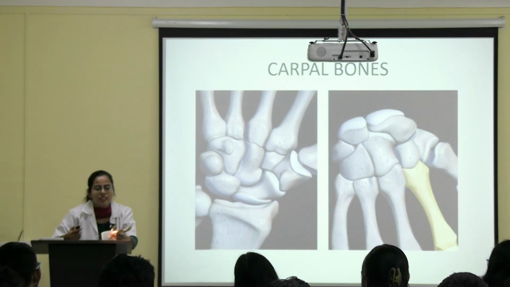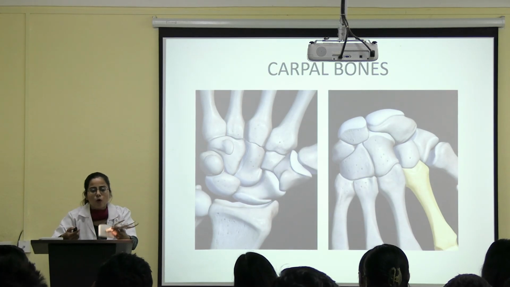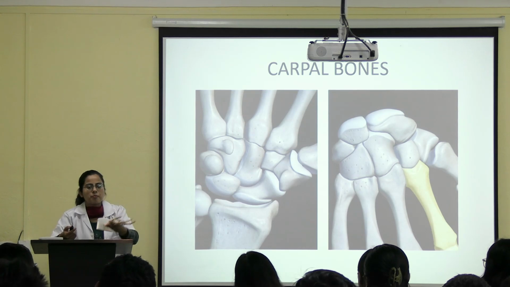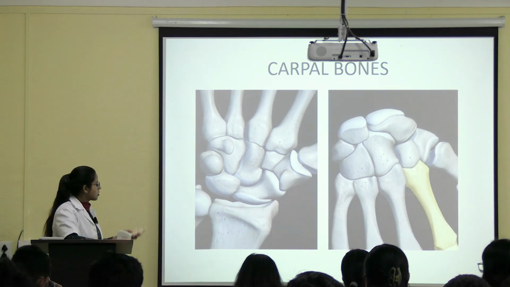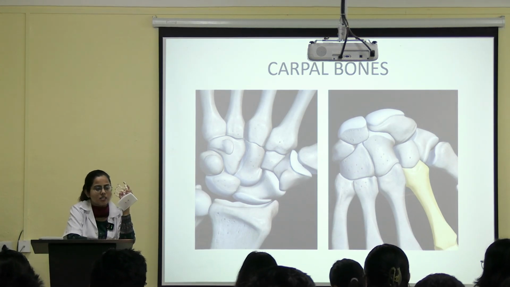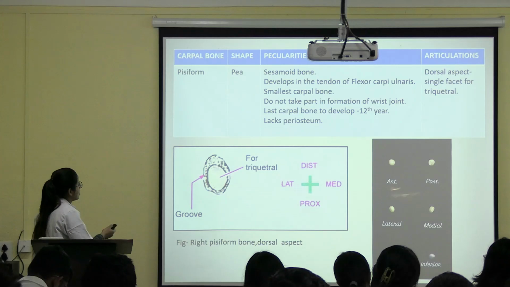Now there is an important relation with the hook of hamate. If this hamate bone gets fractured, it will disrupt the arterial supply of which artery? Ulnar artery and ulnar nerve. So this is the clinical correlation of hamate bone. Which artery will get disrupted? Which nerve? Ulnar.